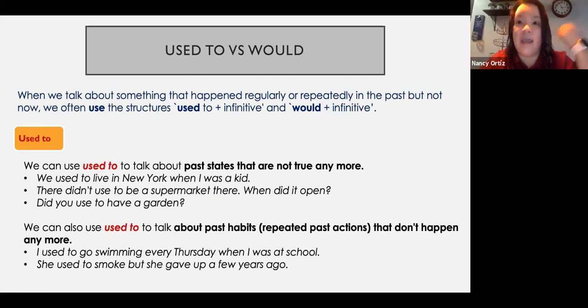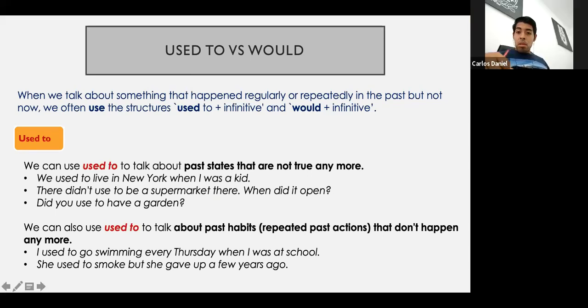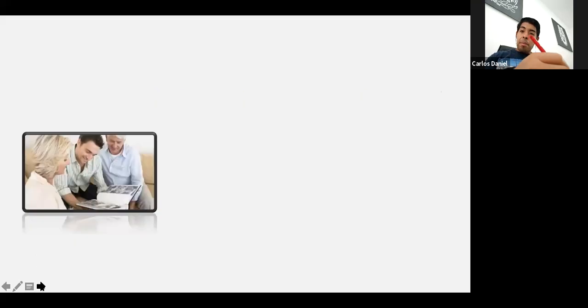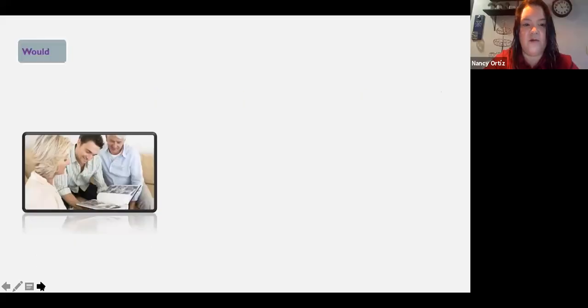Think about hair. I can say, "When I was a child, I used to have long hair." It's not correct to say "I would have long hair," because it's not something you repeat. Just "I used to." It's a past state. That's another of the differences. Okay, very good. Questions?